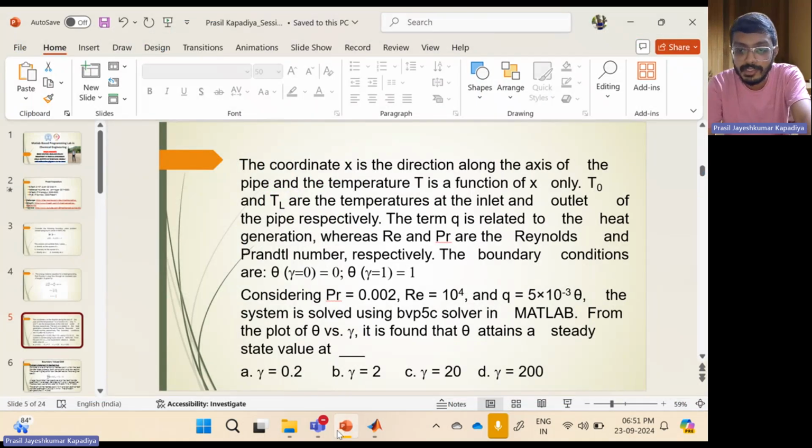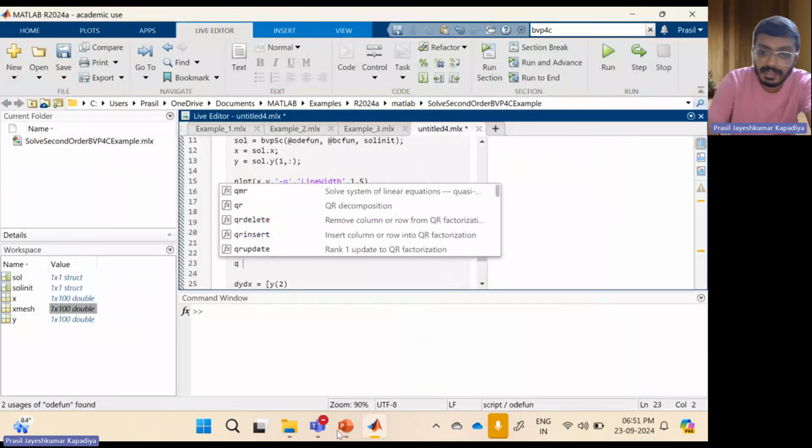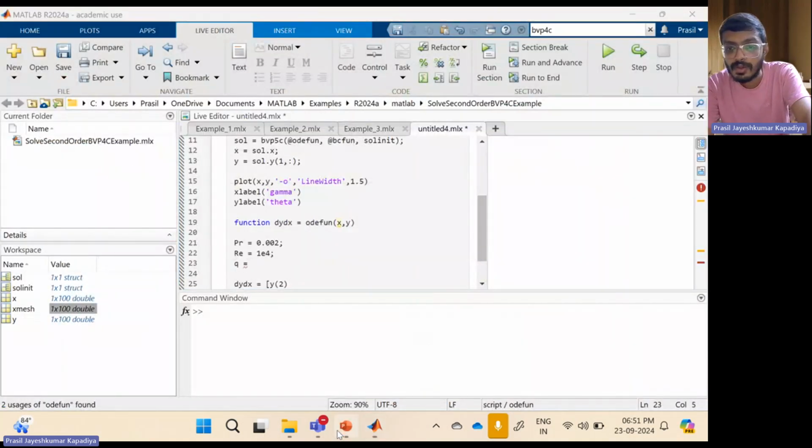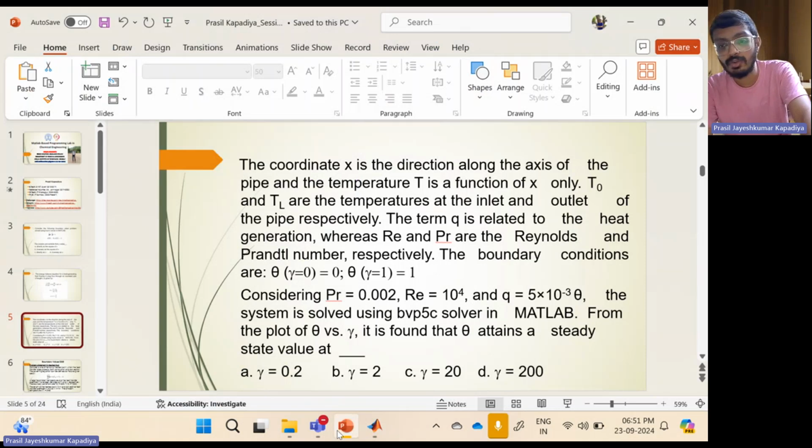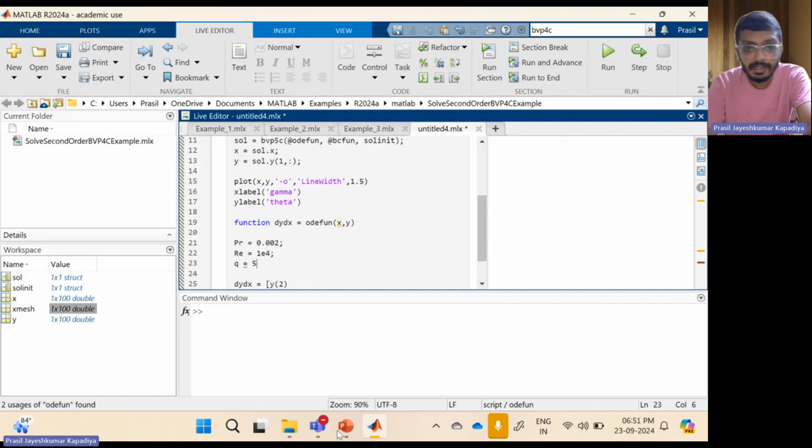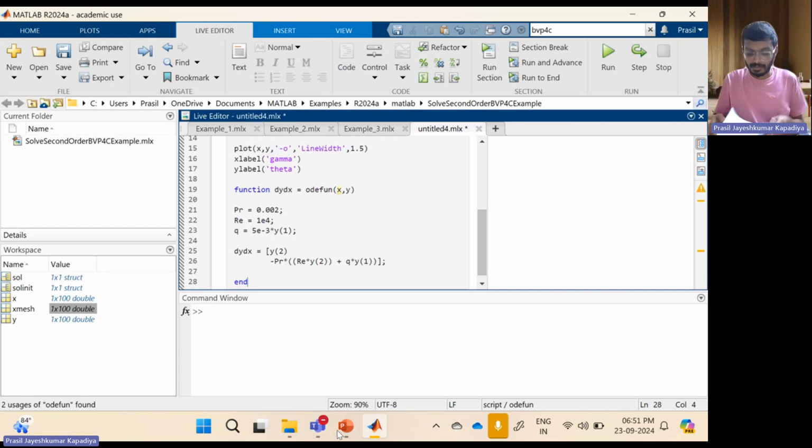And my q, so see here, there is a catch. q is equal to 5 into 10 to the power minus 3 into theta, so 5e minus 3 into theta. What is theta? Theta means y of 1 into y of 1. So this is my q. So we have written down our equations.